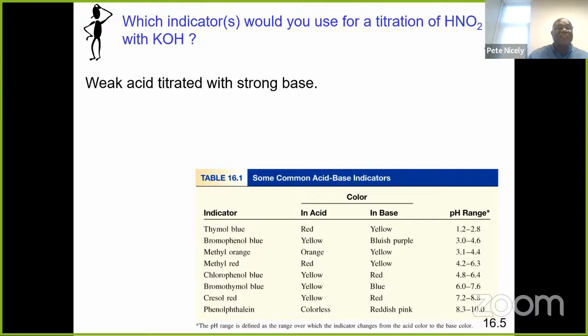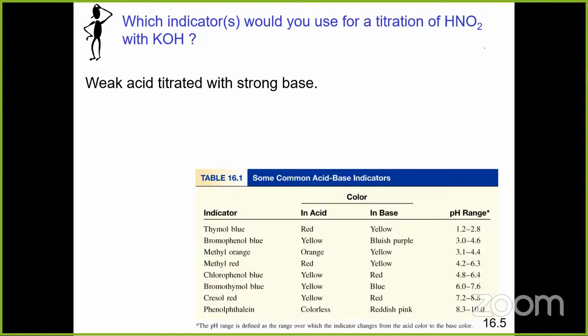You're talking about a weak acid titrated with a strong base. So basically, you have to ask yourself the question: will the pH at the equivalence point be greater than, less than, or equal to 7? Let me hear what you guys think. Will the pH at the equivalence point be less than 7 or greater than 7?